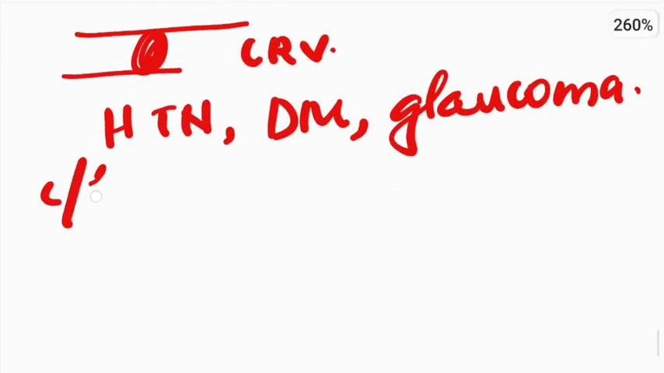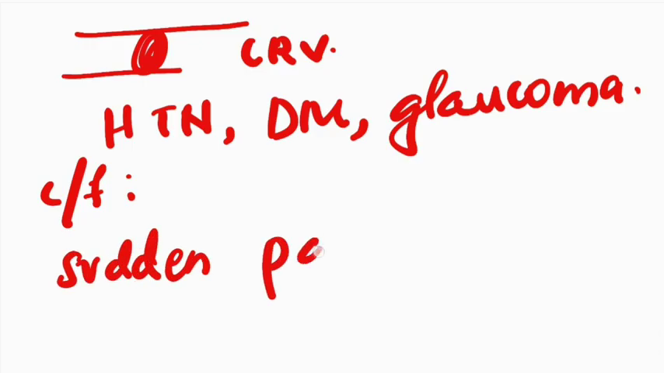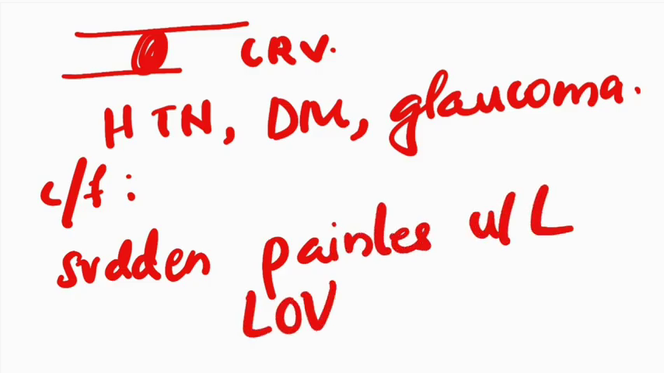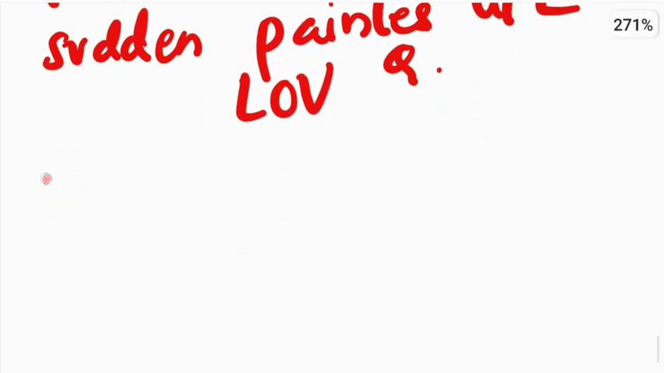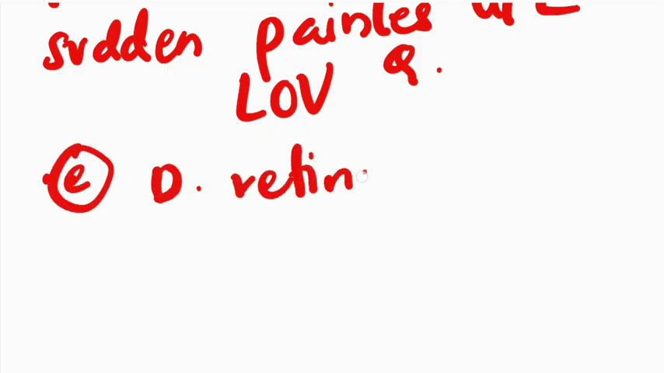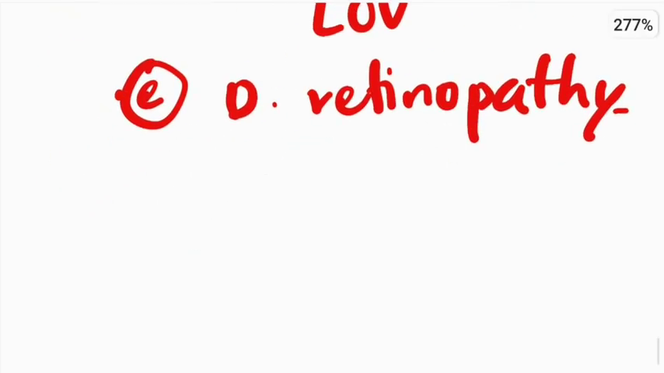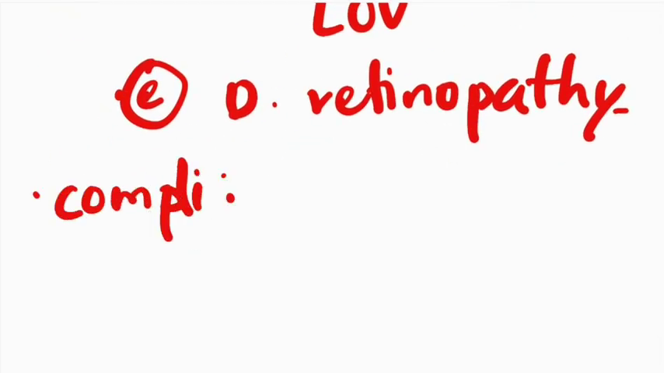What is the presentation? He or she is going to come to you with a sudden, painless, unilateral loss of vision. Important. Now, the most common reason for this condition you can say is diabetic retinopathy.